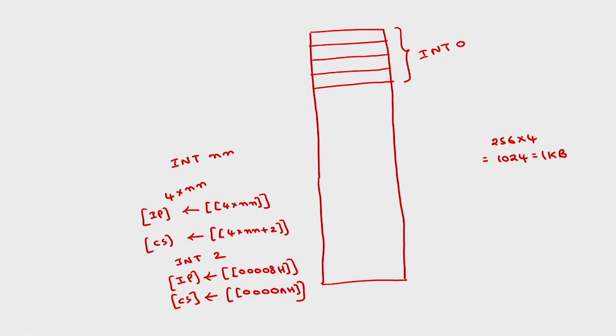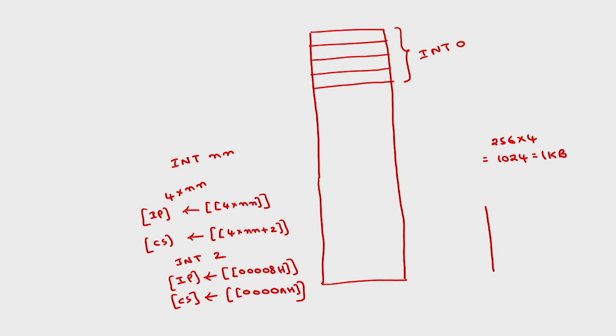So these addresses will be stored into the contents of this. This is 00008H, which is 4 into n, here 2. So 4 into 2 is 8, plus 2 is 10. So the physical address from where the contents of IP will be loaded will be from 00008H.